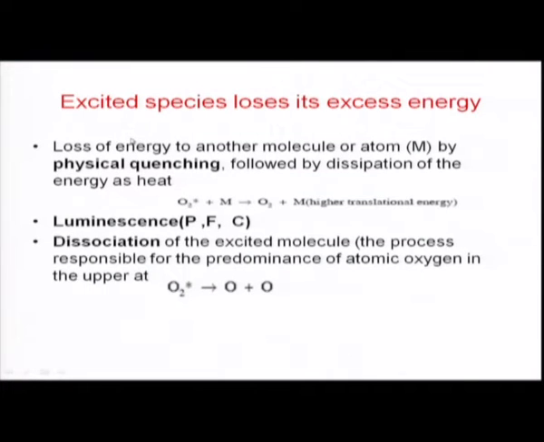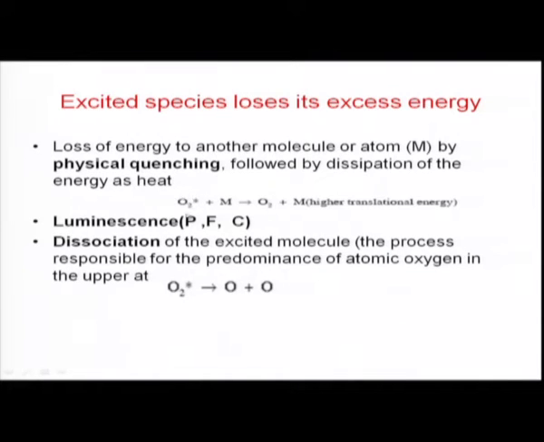This indicates that this type of chemical species is an electronically excited molecule, unstable, and cannot remain a stable compound in the atmosphere. They have to lose the excess energy by a variety of chemical reactions. There are various ways of losing the excess energy. One is physical quenching, that is, loss of energy to another molecule or atom, followed by dissipation of the excess energy in the form of heat energy.